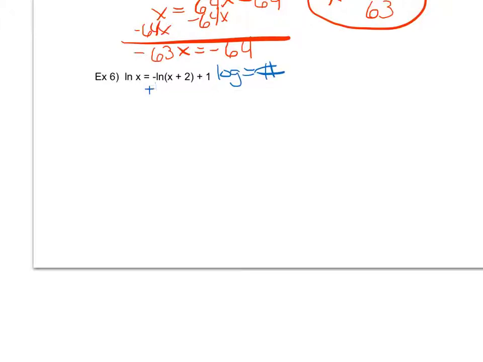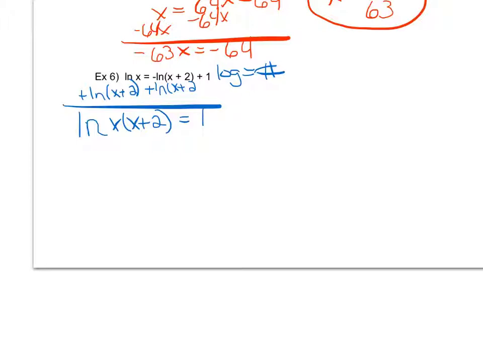So I'm going to go ahead and add this to both sides to start. According to my properties, when I add logarithms, I multiply. So I'll have ln of x times x plus 2 equals 1. I'll now change to exponential form. I know ln is base e, so I'm going to have e to the 1 equals x squared plus 2x if I go ahead and distribute that x in. I can see this is quadratic, so I'm going to set it equal to 0. E to the 1 is just e.